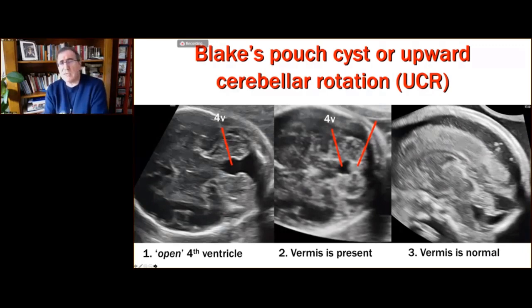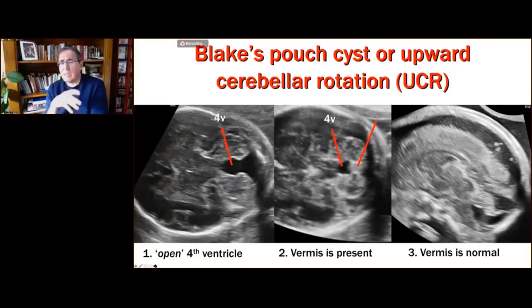And neuroradiologists now would favor another term which is less committed, upward cerebellar rotation. Because as we will discuss later on, as this is in the majority of cases a normal finding, a normal variant, maybe using the term Blake's pouch cyst is not appropriate, because it tends to stress an abnormality, while in the majority of cases, this is not an abnormality.